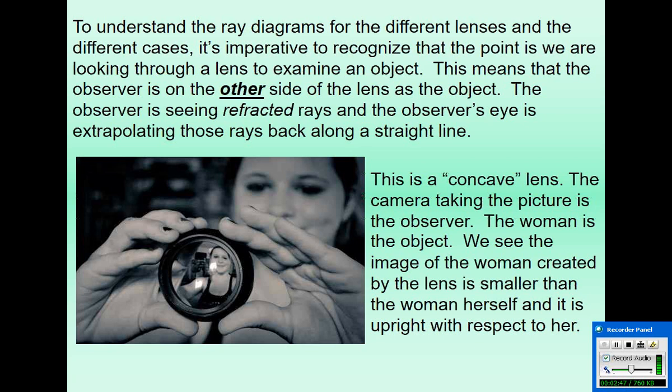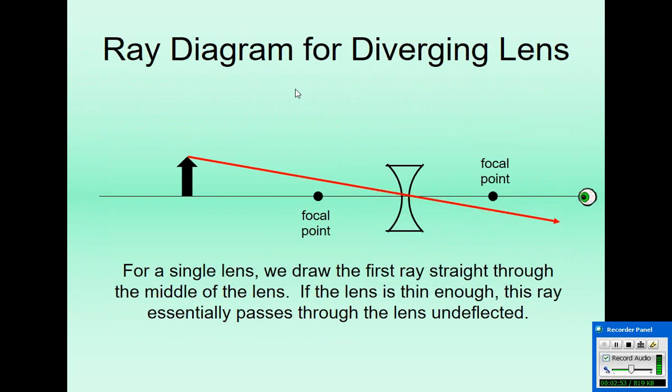I will represent the observer in these ray diagrams as a small eyeball. So for instance, you see the small eyeball on the far right. You see the profile of the lens, and we're looking at a diverging lens. It's thinner in the middle. And we have our object on the far left. Of course, this object, just like with a mirror, is going to simply be an upright arrow. We see two focal points that are evenly spaced on either side of the lens.